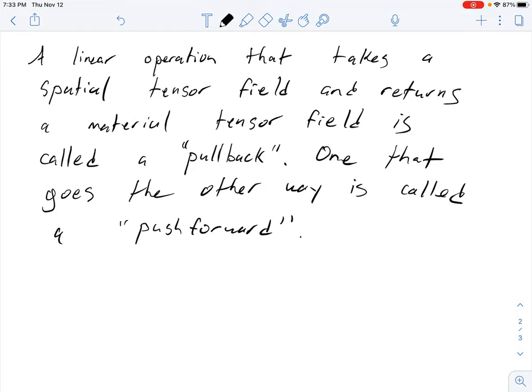Either way, both of these preserve symmetry and skew symmetry.